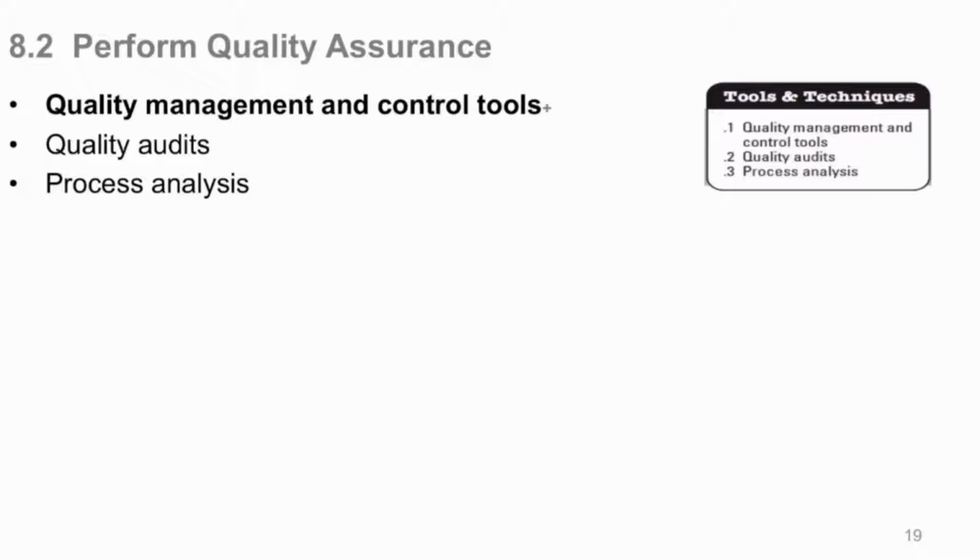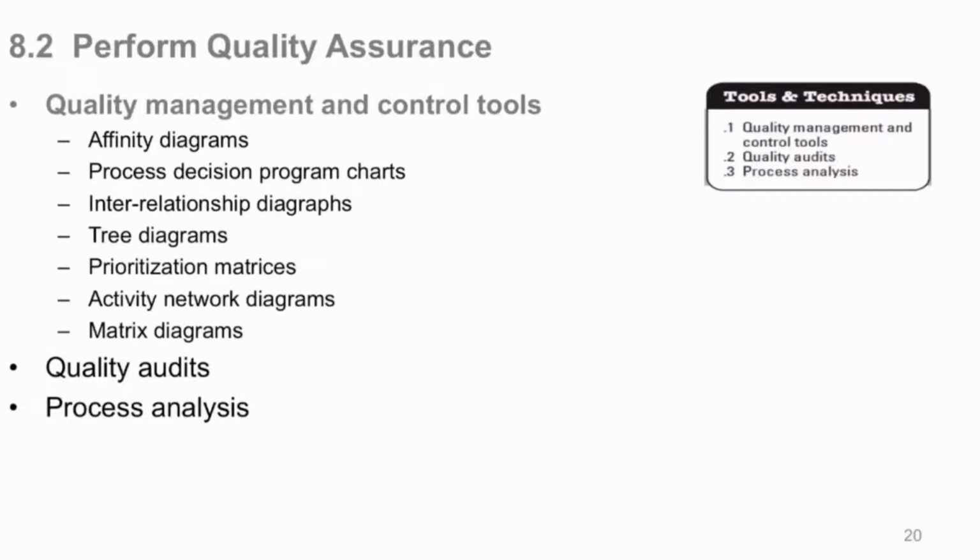Tools and techniques are how you deal with these things to produce your desired outputs. Here are some tools: affinity diagrams, process decision program charts, interrelationship digraphs, which sound kind of foreign, but we'll see what these look like. Tree diagrams, prioritization matrices, activity network diagrams, matrix diagrams. Quality engineers deal with these day to day. They're commonplace for them. They can spout off definitions and how these things work like crazy.